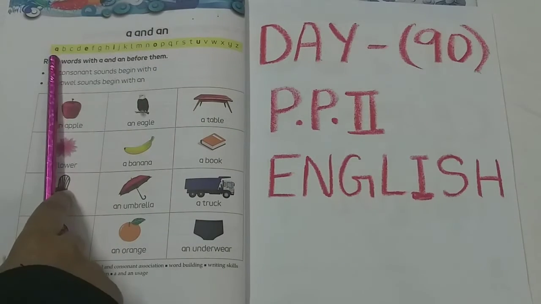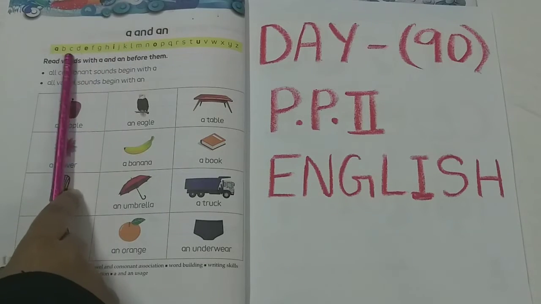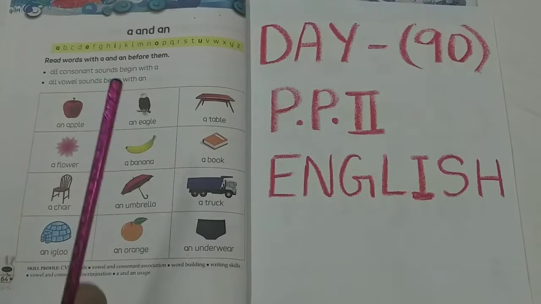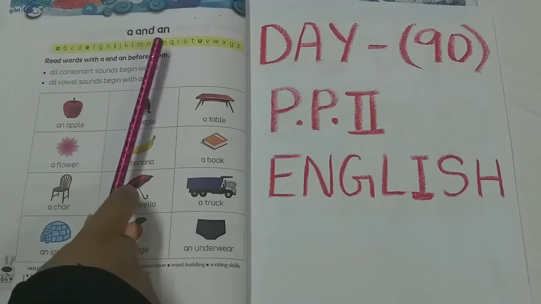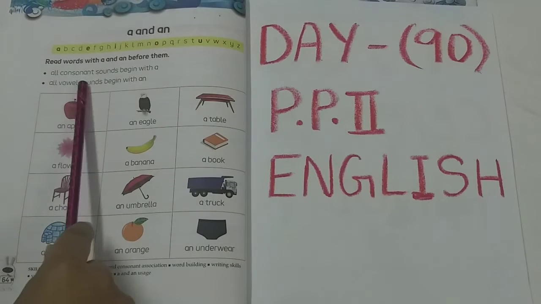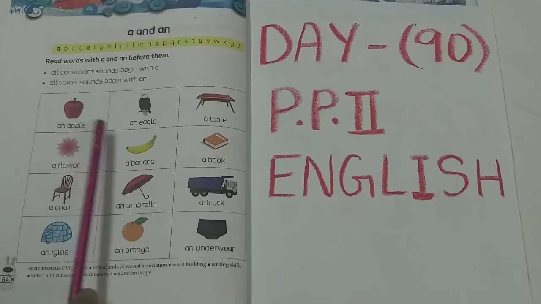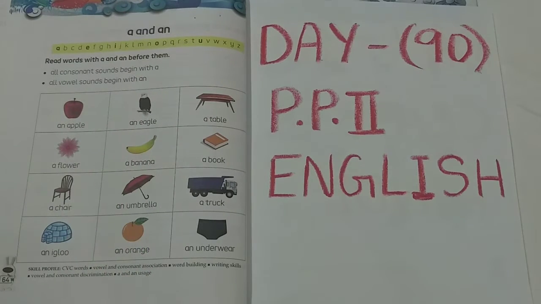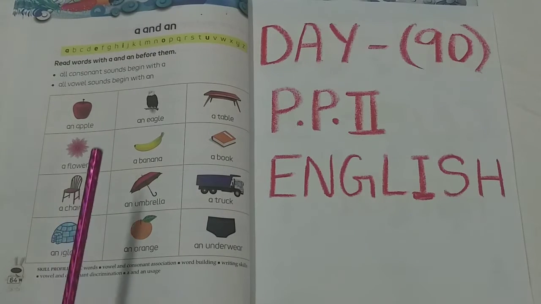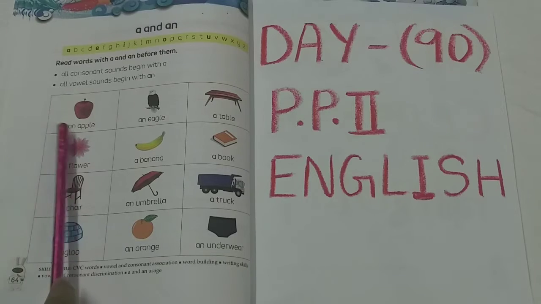See here children, B, C, D, F, G, H, these letters are consonants, except A, E, I, O, U. These five are vowels. All vowel sounds begin with an. If you see the first letter here, if it is a vowel, then we have to write an before that. Okay children, let's see the words.